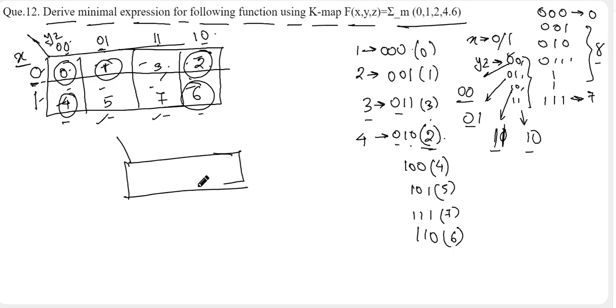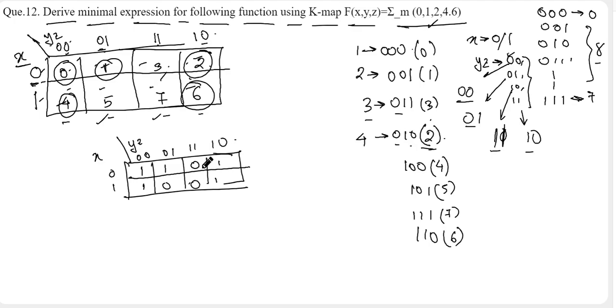So our K map will be, as I have said earlier, the cells which are representing these min terms, we will write 1 in, and the cells which are left out, we will write 0. So here we will get 1, 1, 0, 1, 1, 0, 0, 1. And these are the variables x, y, z. And these are the row values, and these are the column values.